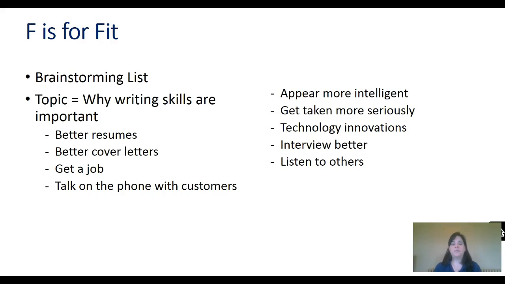Let's look at an example of a brainstorming list that somebody wrote on the topic why writing skills are important. And in this list, the writer has jotted down the following ideas: better resumes, better cover letters, get a job, talk on the phone with customers, appear more intelligent, get taken more seriously, technology and innovations, interview better, and listen to others. When doing the F fit step of the FACT approach to revision, we want to look for anything that doesn't really fit with the topic, why writing skills are important.